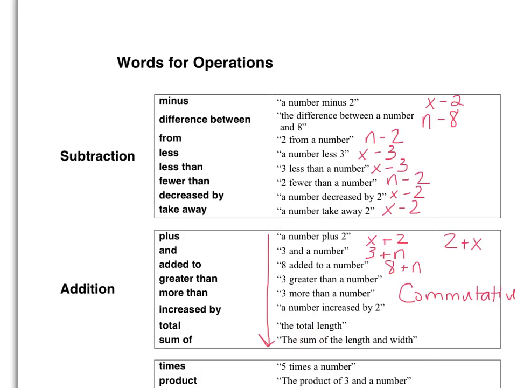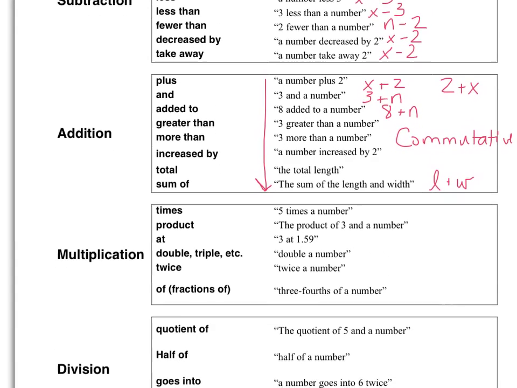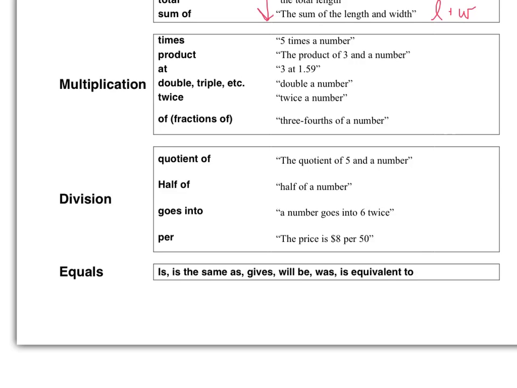So the sum of the length and the width, well, that would be L plus W. And of course, we'd be careful with that L. We don't want it to look like a 1. All right, moving on. Multiplication and division. So we have times for multiplication. So 5 times a number. Well, 5 times a number would be 5n or 5x. Okay, we don't need a multiplication sign for that. The product of 3 and a number, 3x.